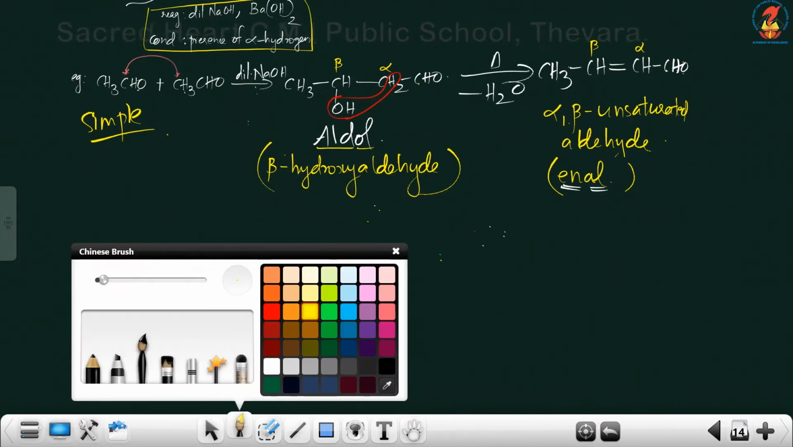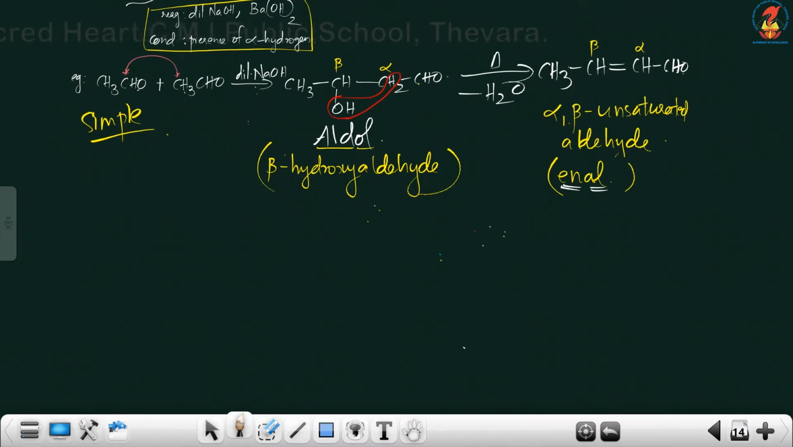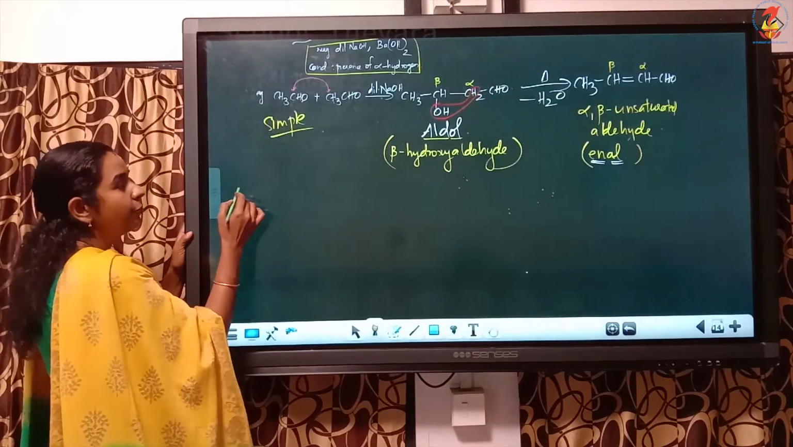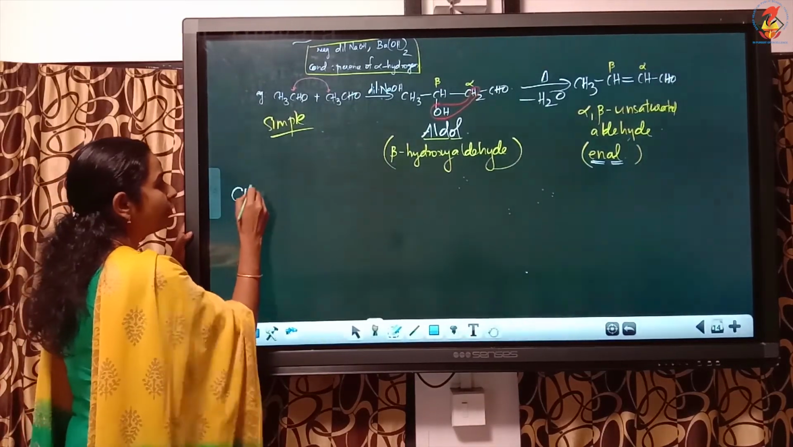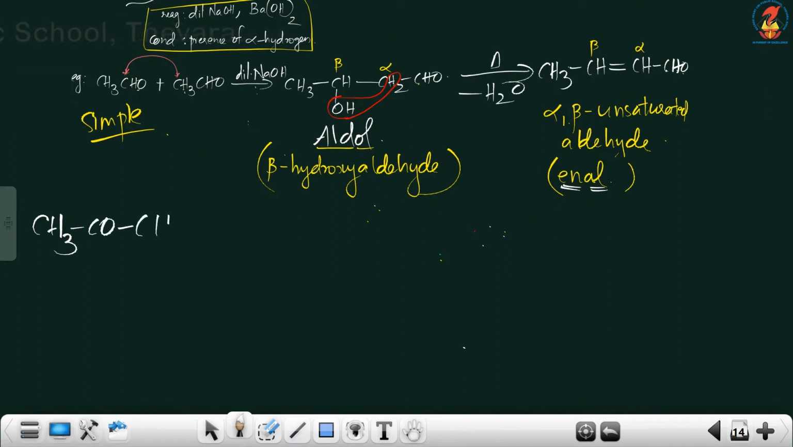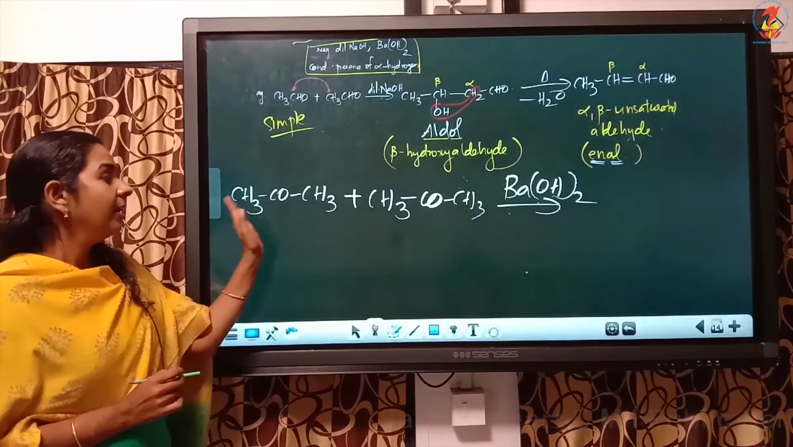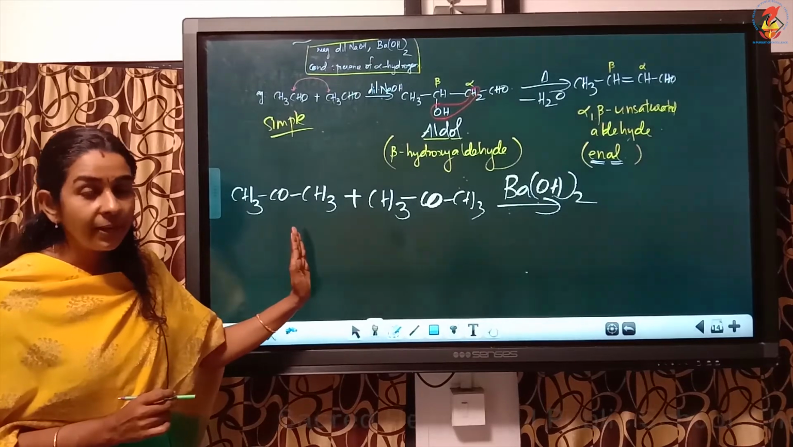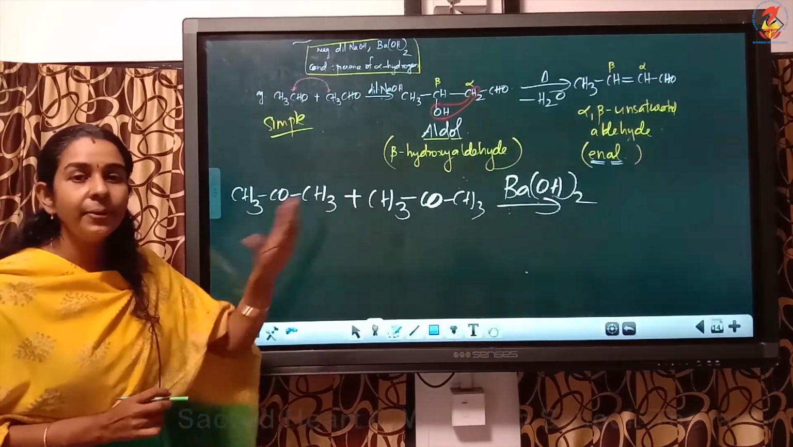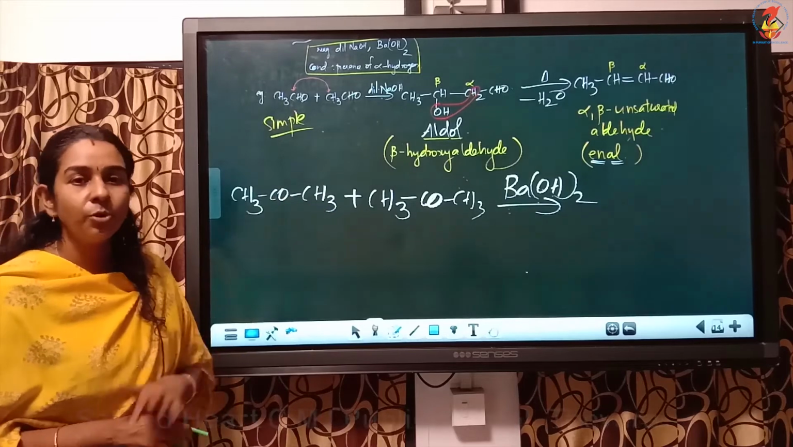Okay, now we will write one more simple condensation reaction with two similar ketones. For example, propanone. What is the formula? CH3COCH3 plus CH3COCH3 on reaction with barium hydroxide, another weak base that we use for aldol condensation. What is the tip to write aldol condensation? First you have to check whether it is simple aldol or crossed aldol. This is simple aldol condensation because two similar molecules are undergoing it.